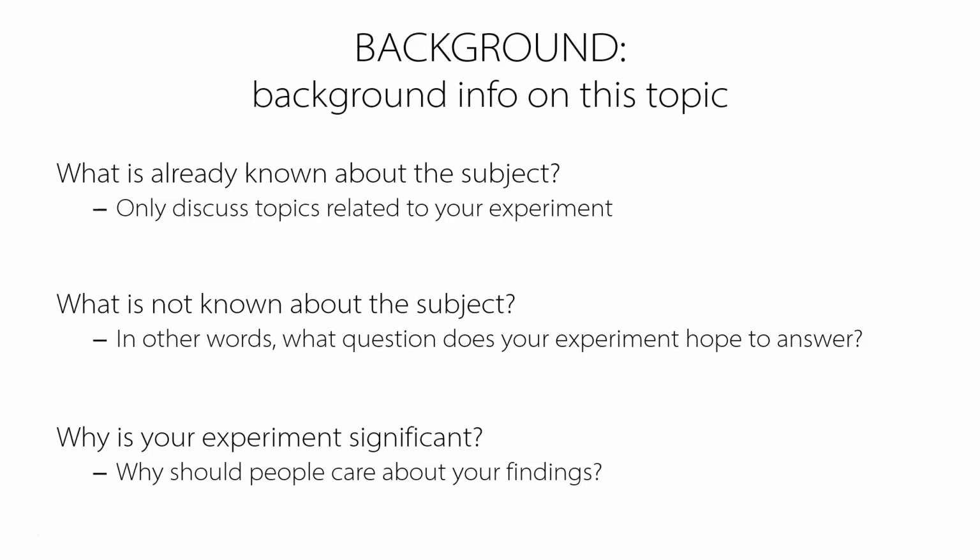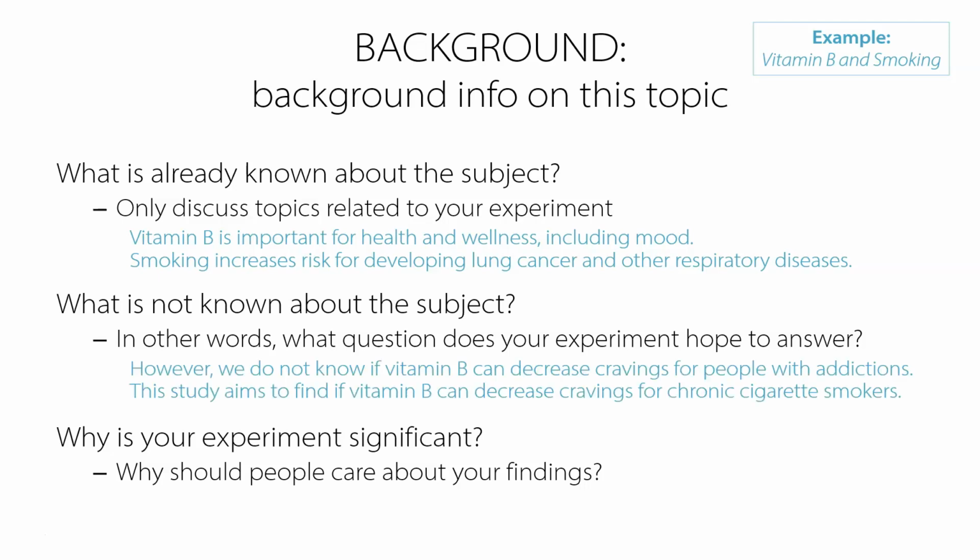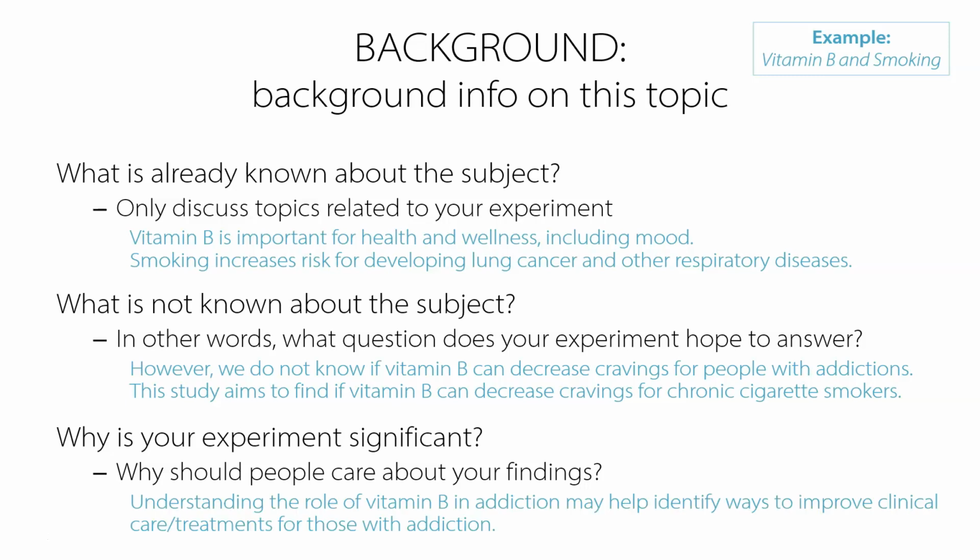Let's do an example. This is completely made up, but let's say we want to study vitamin B and smoking. What's already known is that vitamin B is important for health and wellness, including mood. And smoking increases your risk of diseases like lung cancer and other respiratory diseases. What's not known is if vitamin B can decrease the cravings for cigarette smokers. So this study aims to find if vitamin B can decrease cravings for chronic cigarette smokers. Why should people care? Because vitamin B might be something we could add to the clinical care and treatment for people with addiction.